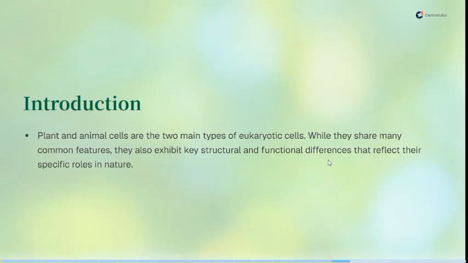In our first lesson under cell, we talked about how prokaryotic cells are the type of cells that don't have a nucleus and don't have an organized cell membrane. We also had the eukaryotic cells, which have an organized cell membrane and also have a nucleus. This kind of cell, the eukaryotic cell, has two types, called plant cells and animal cells. While they share many common features, they also exhibit key structural and functional differences. They reflect their specific roles and nature. So plant cells and animal cells are types of eukaryotic cells, but they differ to some extent.